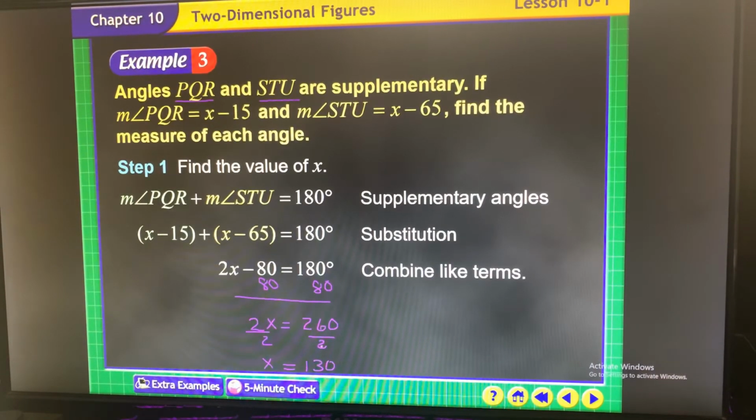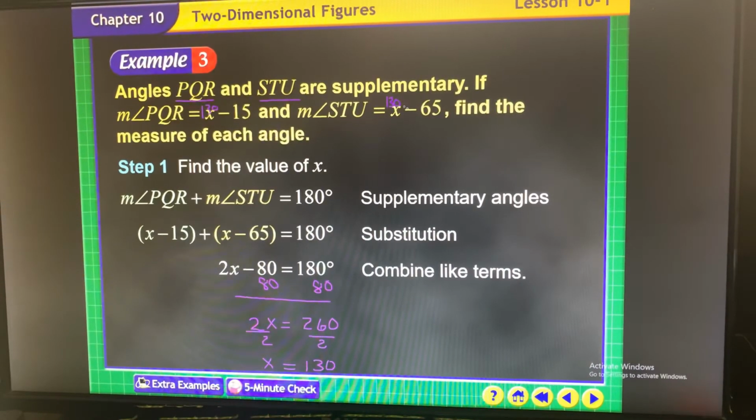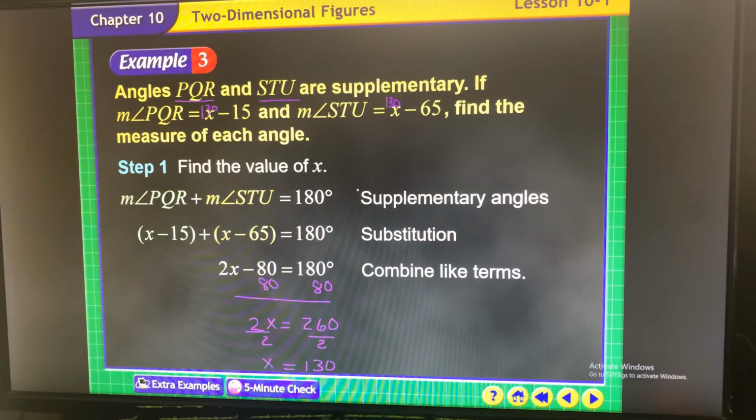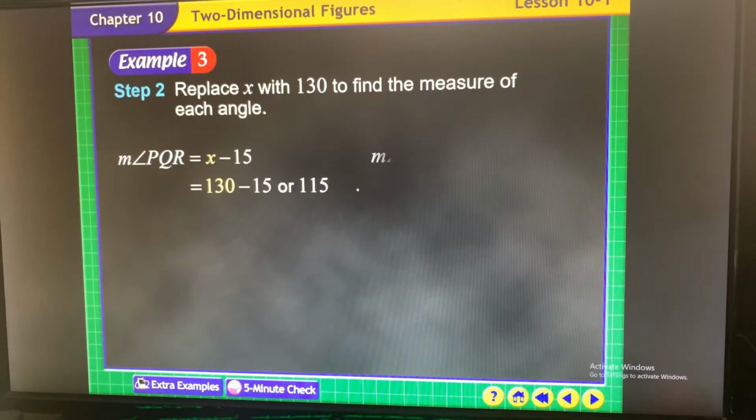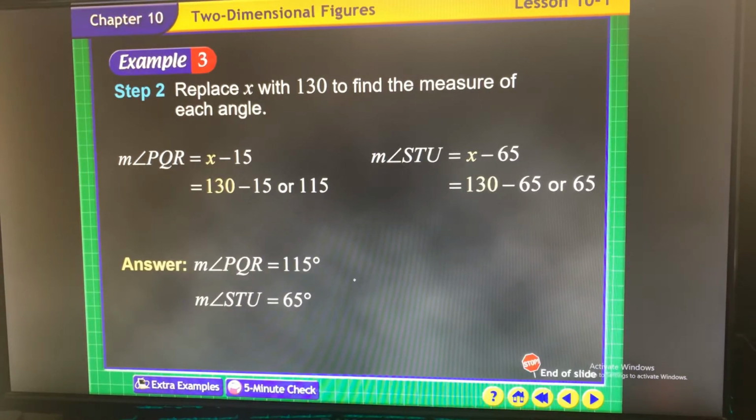So now you have to take that 130 and substitute it here. So you'll do 130 minus 15 to get the measurement of PQR, and 130 minus 65 to get the measurement of STU. That's that simple. There you go. There's the measurement of that one, and that's the measurement of the other. And together they make 180 degrees. So you can always double check your answer.